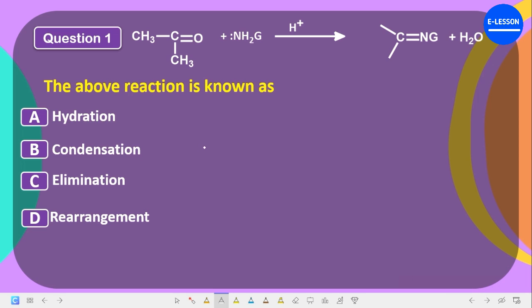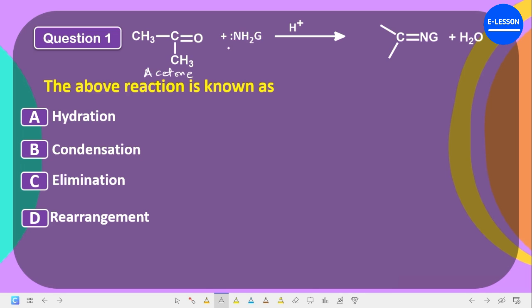Let's take question 1. Question 1 says the above reaction is known as. Now the reaction given to you is a reaction whereby acetone, which is a ketone, or you can say propanone, reacts with an amine. These are amine functional groups attached to other compounds. It can be in the form of hydrazine, phenyl hydrazine, and also semicarbazide. So when these two react, what will be the product of the reaction? That is our major concern.